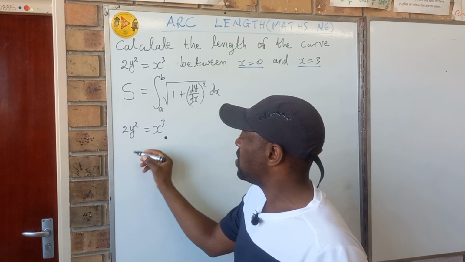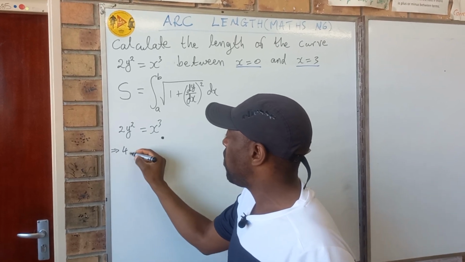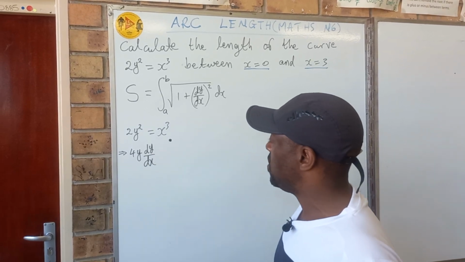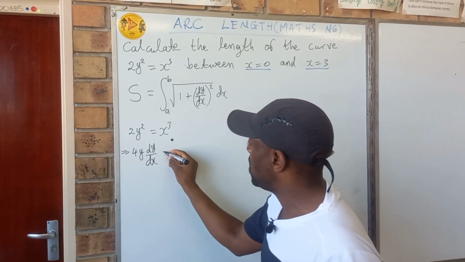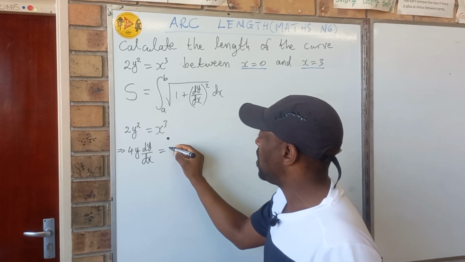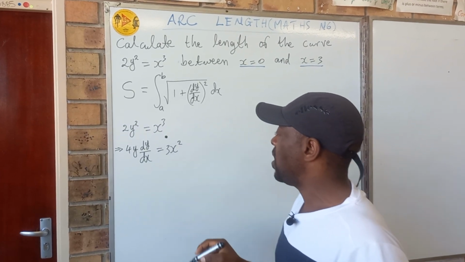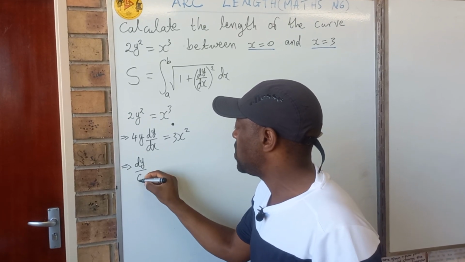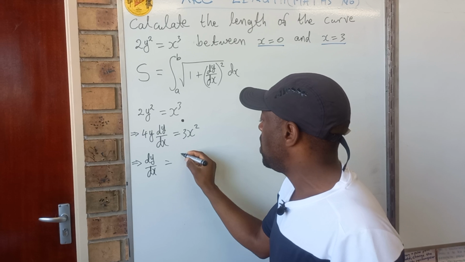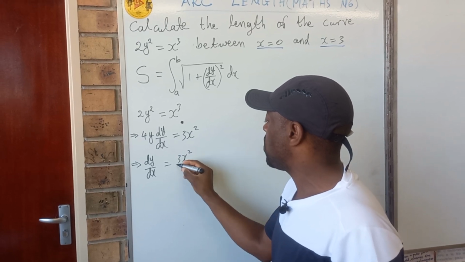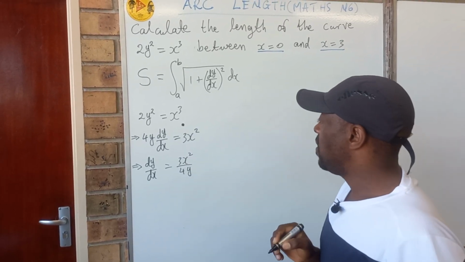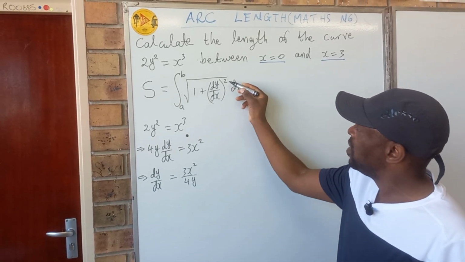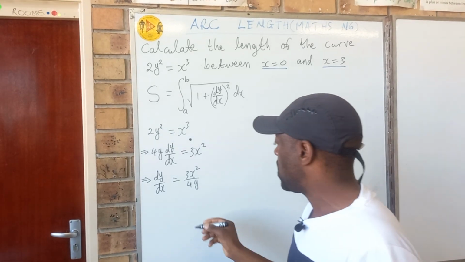So when I differentiate this side, it will give me 4y dy dx. With implicit differentiation, each time you differentiate y, you will get dy dx. Then if I differentiate this side, I will get 3x squared. Then I will make dy dx the subject, which means I divide both sides by 4y. That will give me 3x squared over 4y. Then I'll just go on and square it, because I've got my dy dx already, as the formula requires.